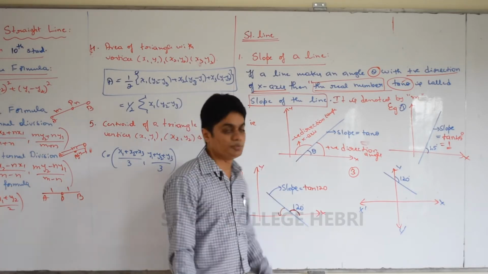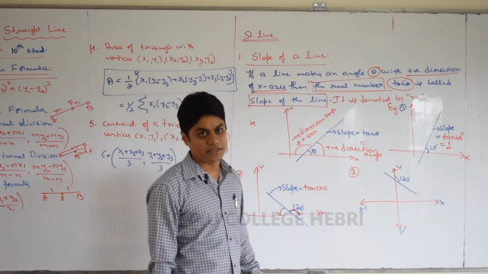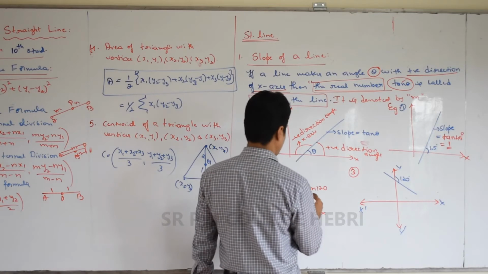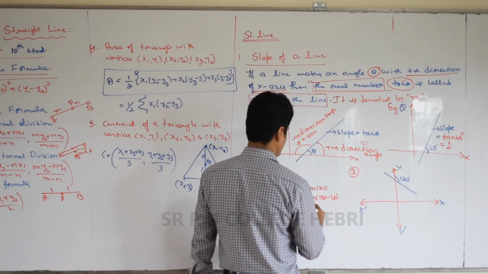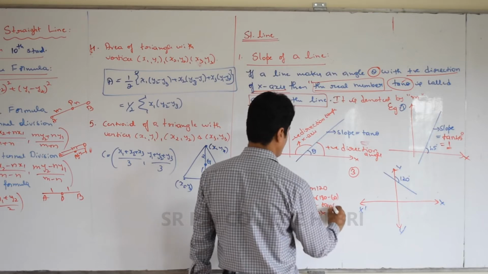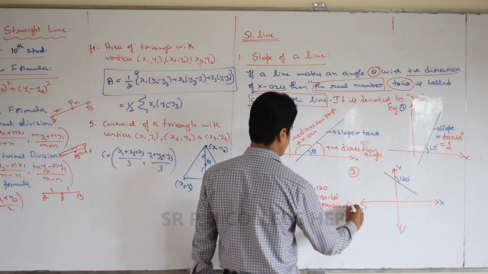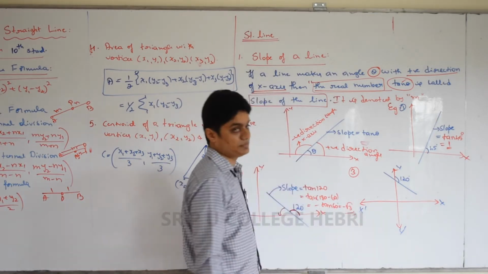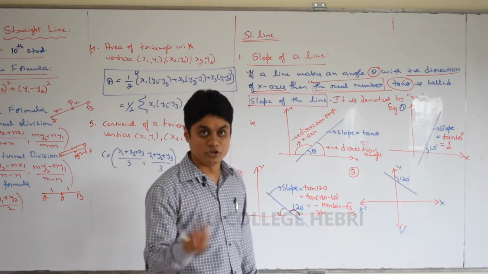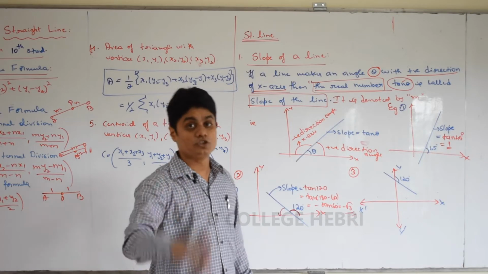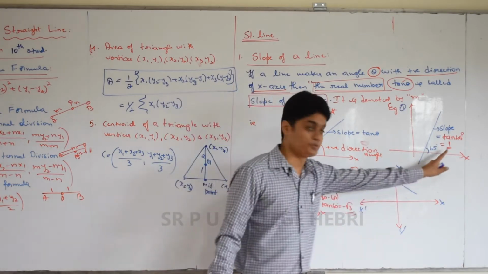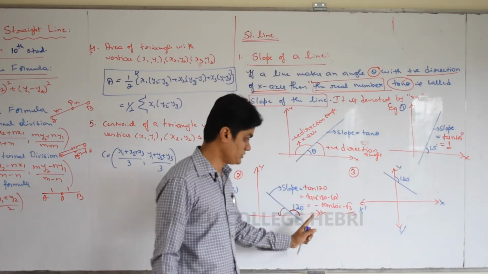So what is the slope of the line? Tan 120 degree. How do you find tan 120 degree? Tan of 180 minus 60. In the second quadrant tan is negative, so minus tan 60, that is minus root 3. See, negative numbers are allowed in real numbers, right? So slope can be negative, slope can be 0, which I'm going to discuss next. Slope can be positive. Positive slope you saw here, negative slope you understood here, right?